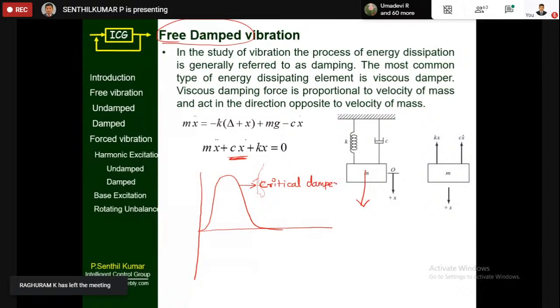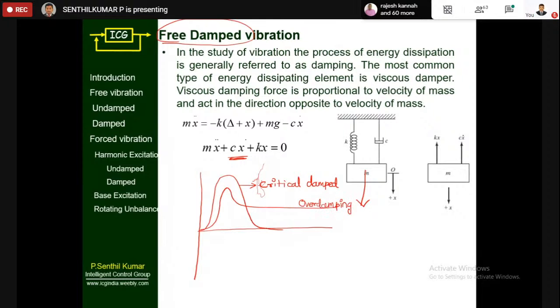What I am discussing is very, very important. The core part of vibration I am discussing now. Please note down. Sometimes what happens? It may go up, then it will settle somewhere here. It will never come down. Like a heavy weight placed on the spring, it stays down. That is called over damping.